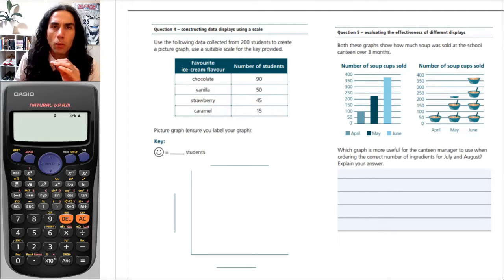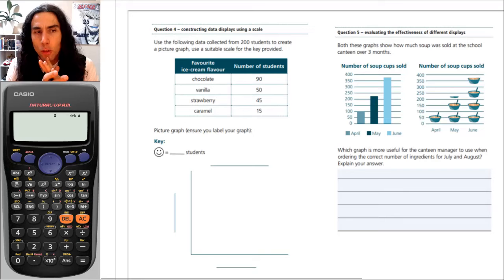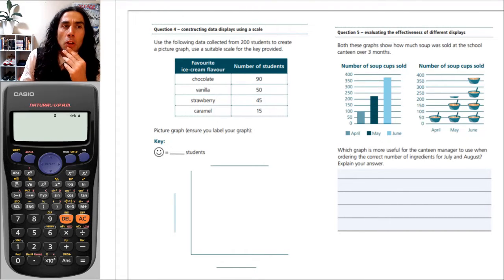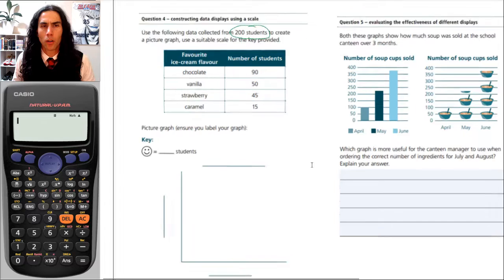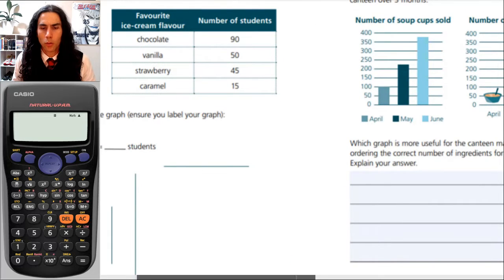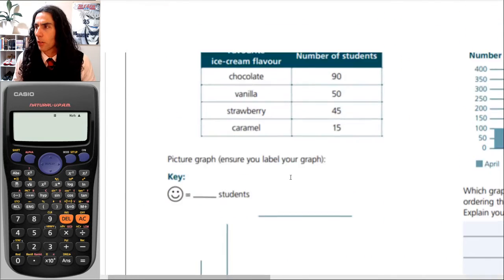So we have this one to start off with, and this was tricky. So my aim is to explain a bit and then let you have a go to finish it off. So the data was collected from 200 students. That's a lot of students. I'm going to zoom in even more so you can really see that. Don't worry about that other question. We're just going to focus on this one.